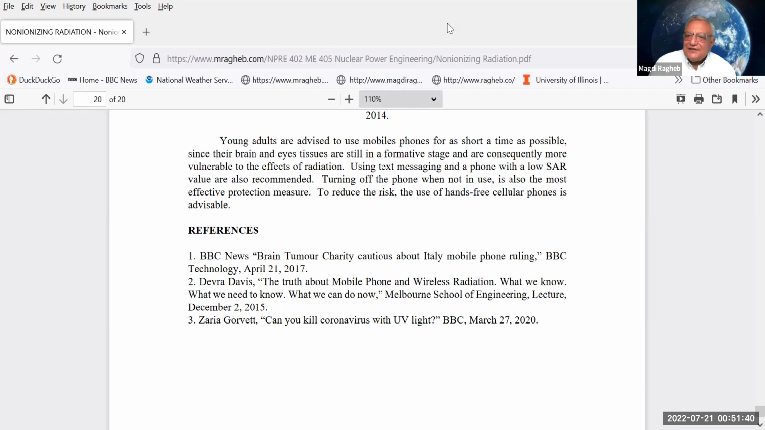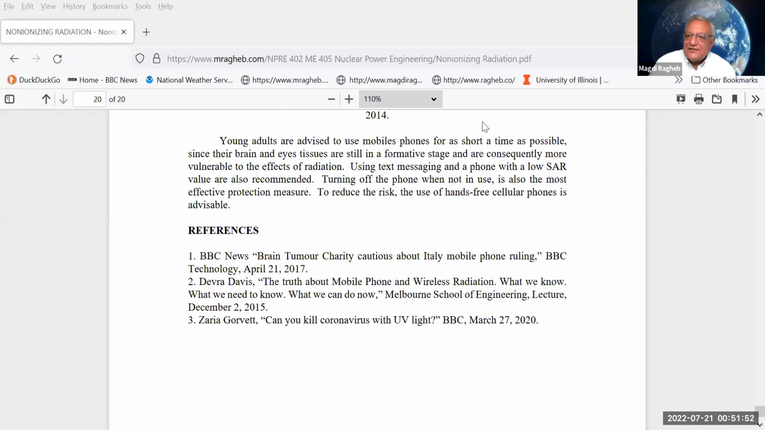And that covers for us today both the ideas, the concept of ionizing and non-ionizing radiation. Let me stop sharing here.